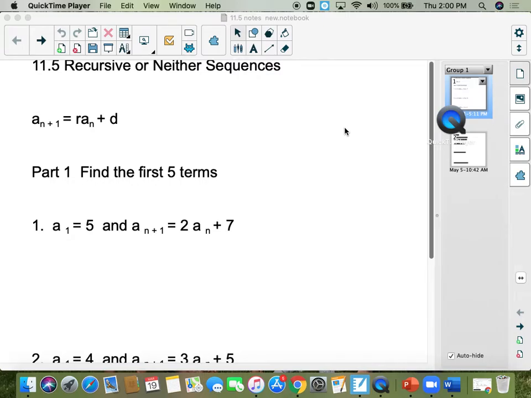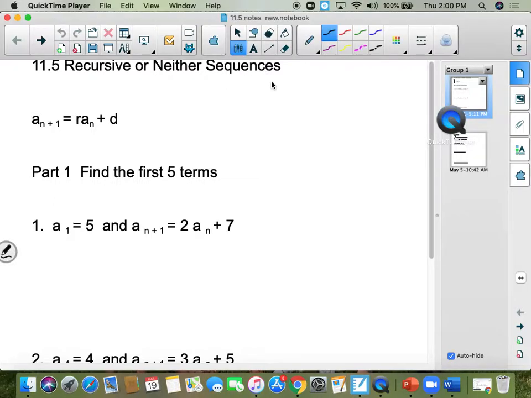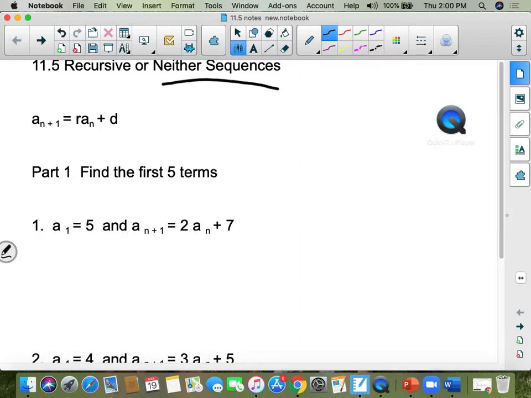We picked apart arithmetic, we picked apart geometric, now we're going to finally pick apart the neither sequence. It's called a recursive, and this is the formula. So basically, a recursive pattern means you have to put one inside the other. They already give you the first term as 5.